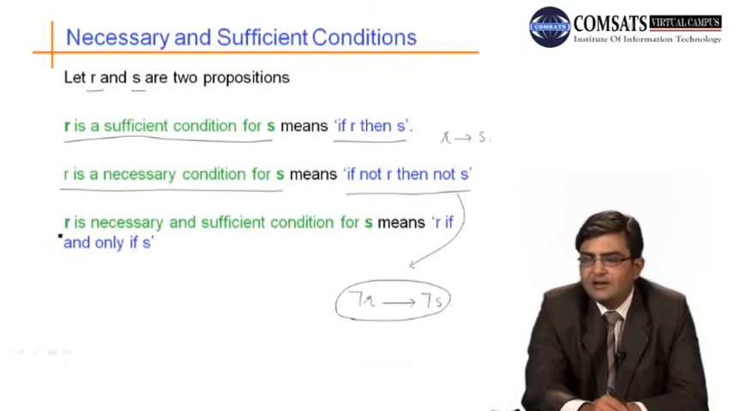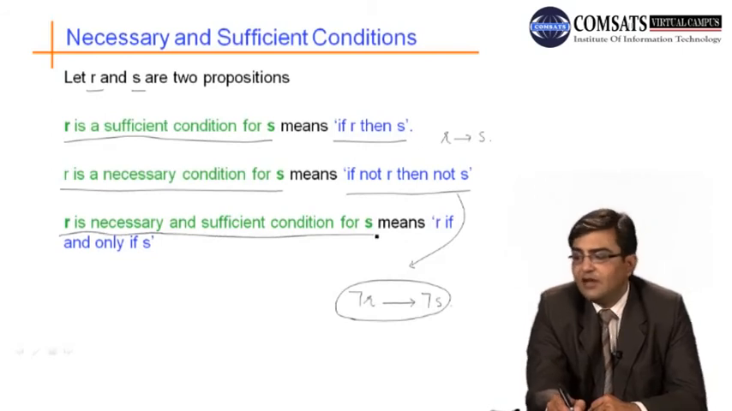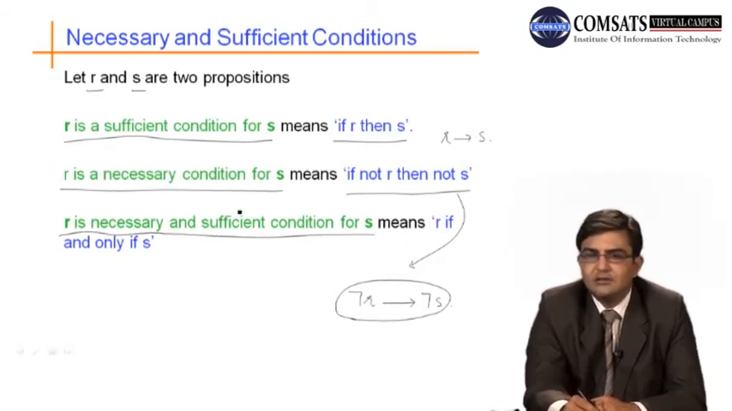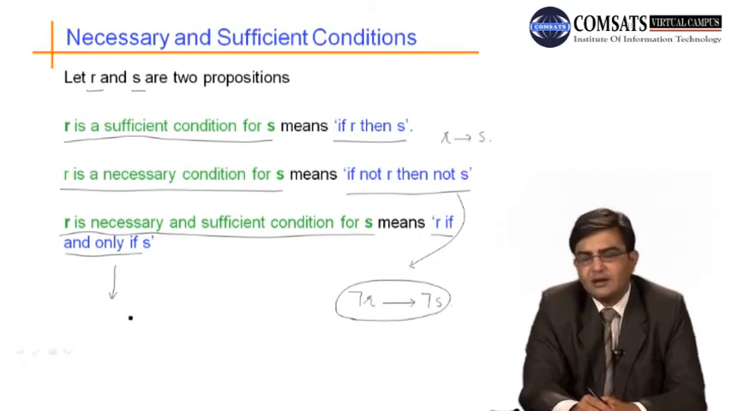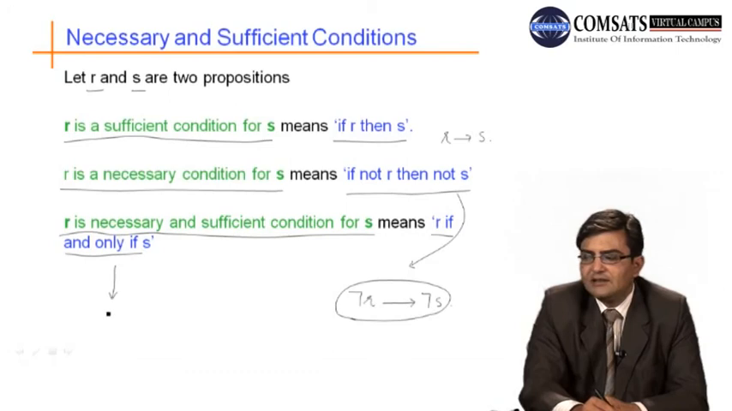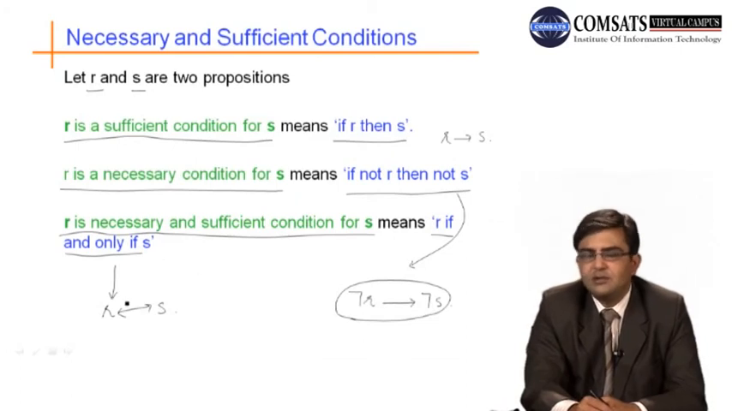And if R is a necessary and sufficient condition for S, if we have both conditions, R is necessary as well as sufficient condition for S, then we say R if and only if S. In this case we have a biconditional of R and S. So R is a necessary and sufficient condition for S is equivalent to a biconditional of R and S.